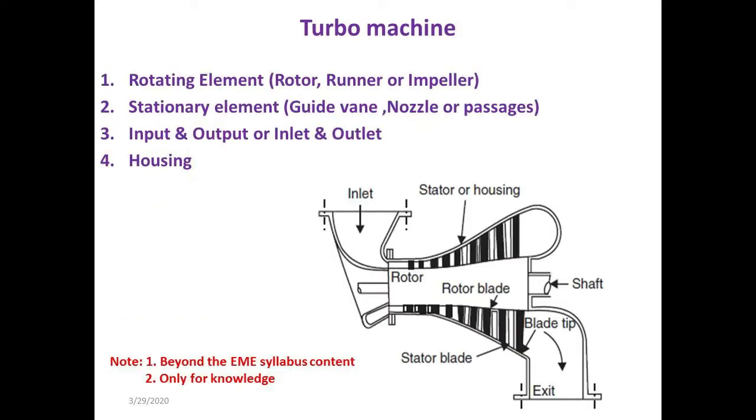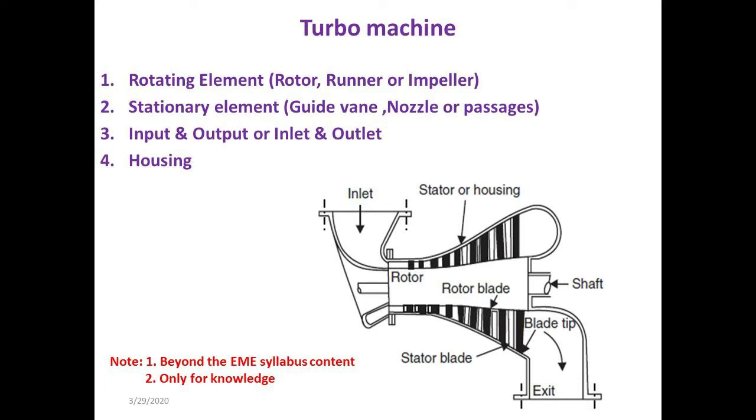Turbo machine. A turbo machine is a device which is always rotating. It either produces or consumes energy. Power producing turbo machines are turbines, whereas power consuming turbo machines are pumps, which is another topic in the same module. The turbo machine consists of four parts.